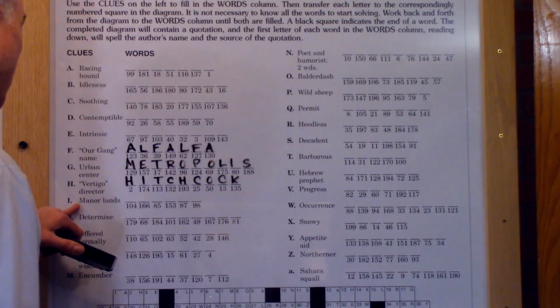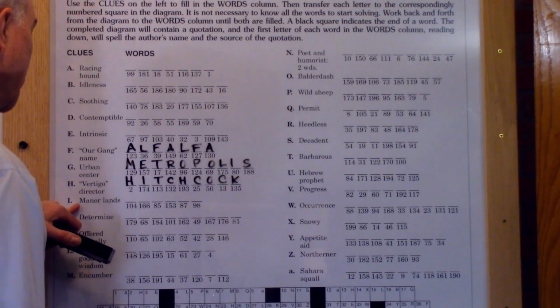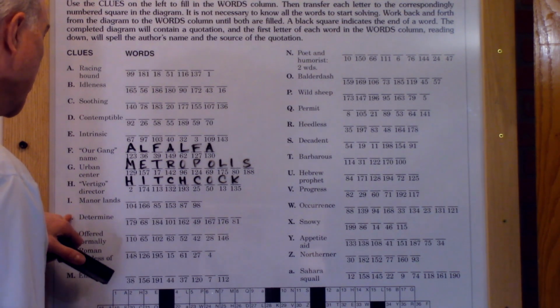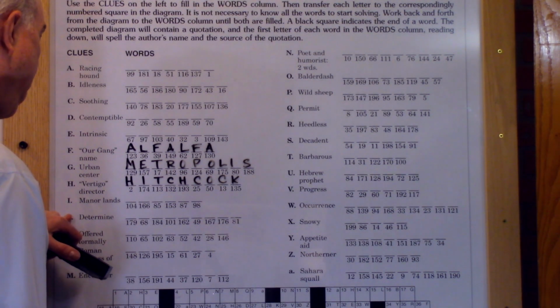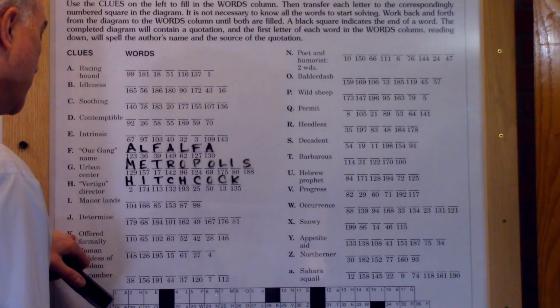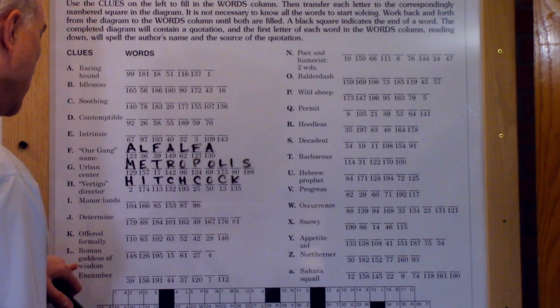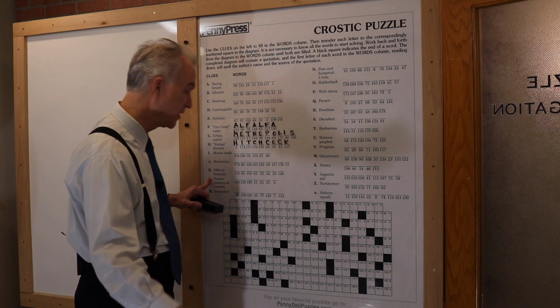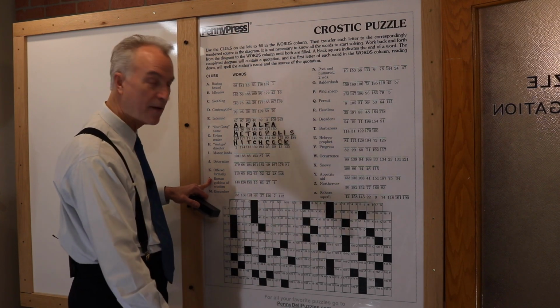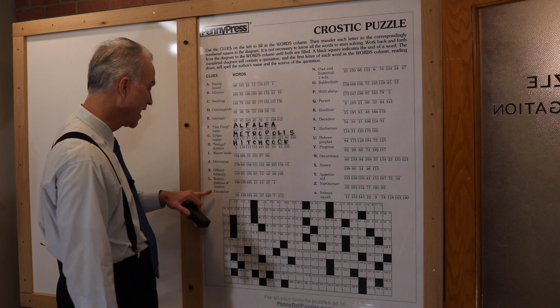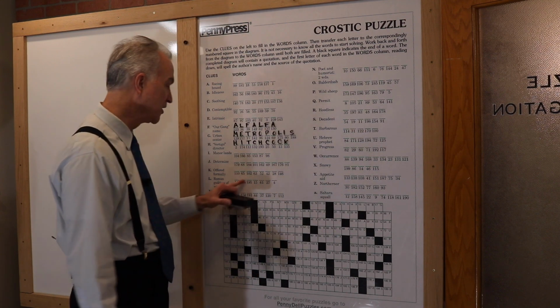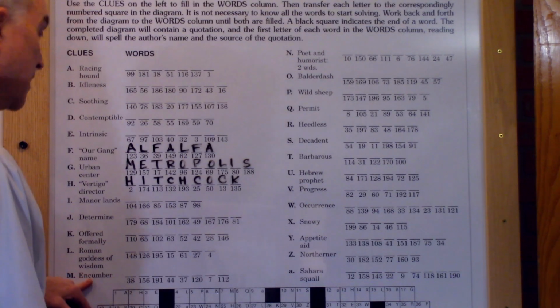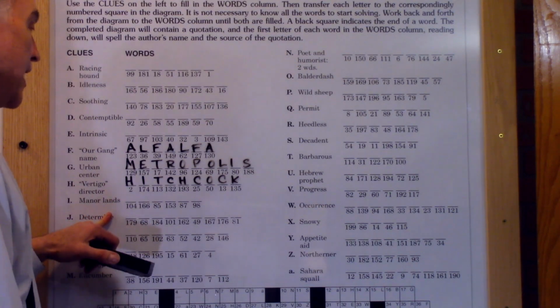All right. Manor lands. Not a clue what that is. Determine, offered formally, Roman goddess of wisdom. Those of you that know your mythology probably know that one right off the top, but that's something I'm going to have to, it's probably something I'll be able to figure out once I get a few of the letters placed. Encumbered. Well, I managed to get 3 in that first row there.